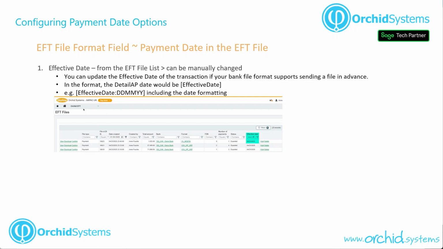In the EFT file, we can have 3 different dates as a payment date. The first one is the effective date. And this is the date that first starts off at the same value when you first generate the EFT file, but it can be changed. So it is user changeable after the payment is processed. You can say what your effective date is.